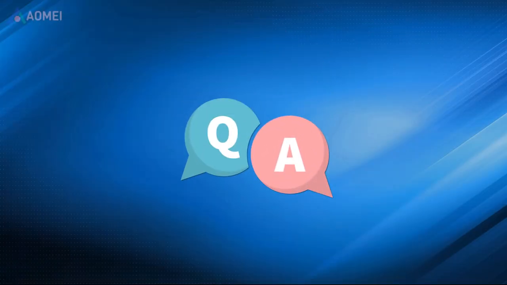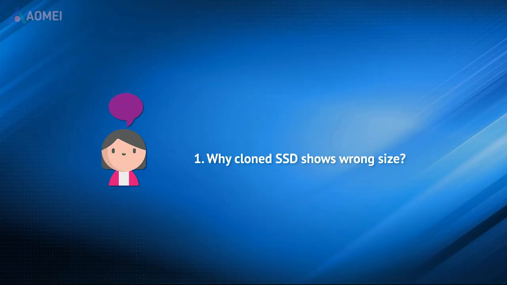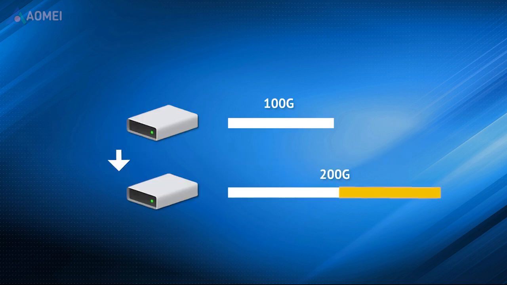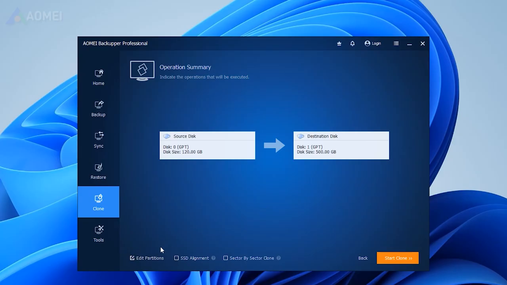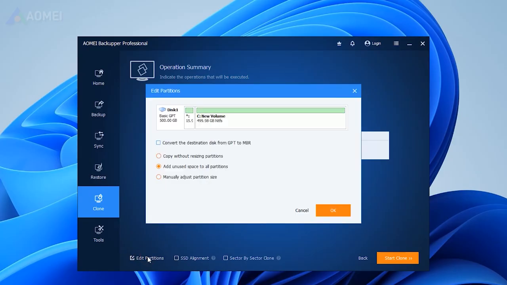Here are some simple questions. Why does the cloned SSD show the wrong size? Since this software will make an exact copy of the hard drive and leave the extra space as unallocated, unless you adjust the partition size of it. In this software, you could consider cloning and resizing the hard drive with the following three practical options in Edit Partitions.